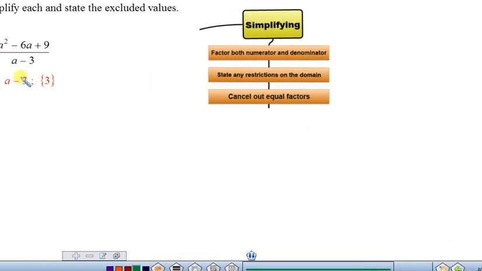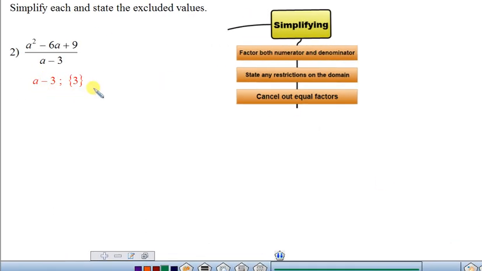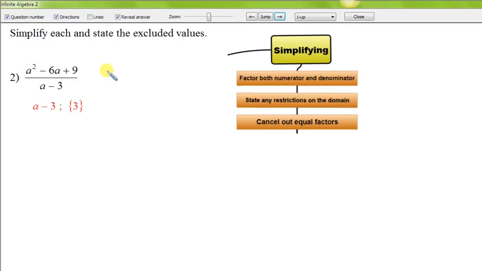In this problem, it looks like we are going to have to go through the steps, and we do need to factor the numerator. The denominator is already factored, but the numerator does need to be factored. So again, this is not a lesson on factoring, so I'm just going to quickly go through this. Factors of 9 that equal 6, or minus 3 minus 3.